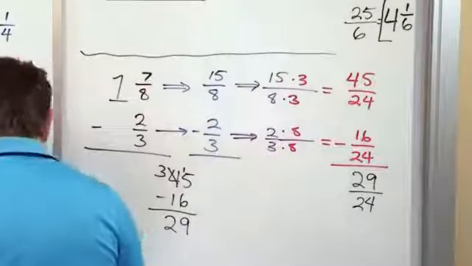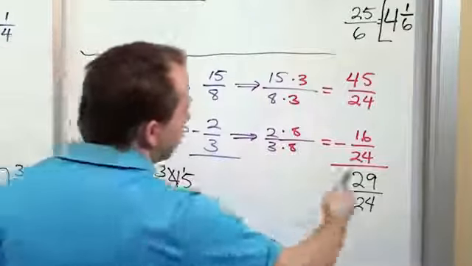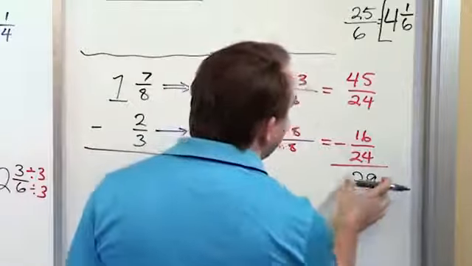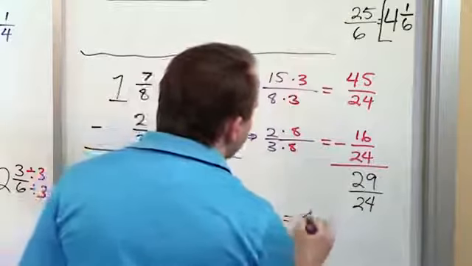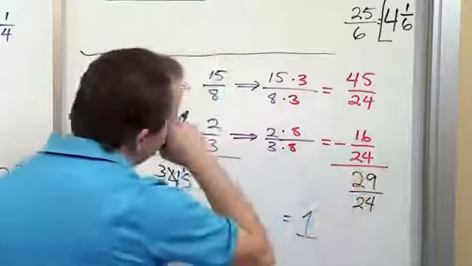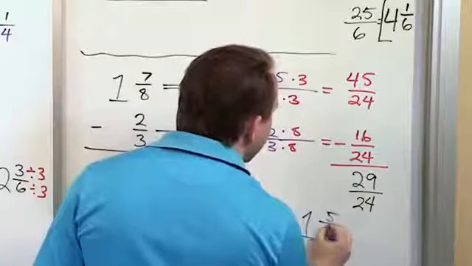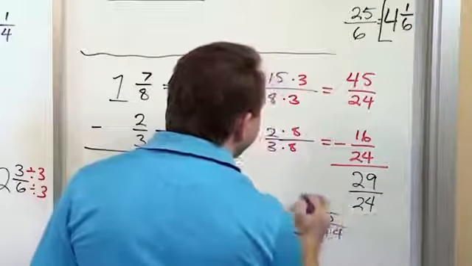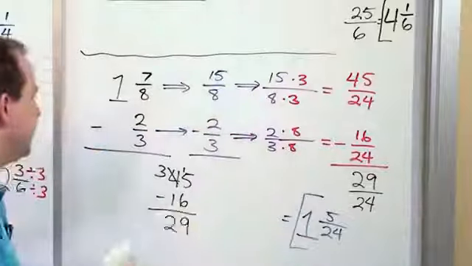So I look and say, can I just circle this? And I say, well, it's improper, so how many times can 24 go into 29? Well, only one time. The difference between 24 and 29 is 5 over 24. Keep the same denominator, circle the answer. 1 5/24.